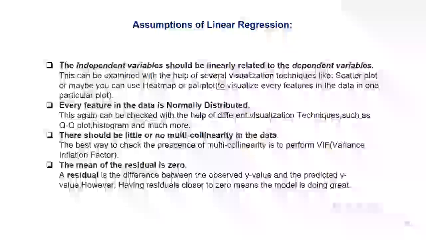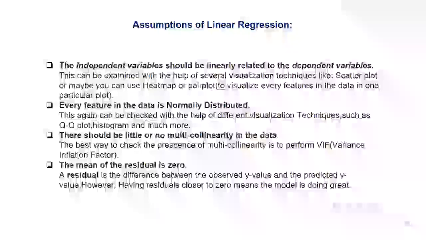When you apply simple linear regression, it is assumed that each and every feature is normally distributed. So when you plot the data from these features, you will have a bell-shaped curve. That is normally distributed. The third point is that there should be little or no multicollinearity in the data. This is one of the interesting concepts in regression. When someone asks what is multicollinearity, this question comes in.